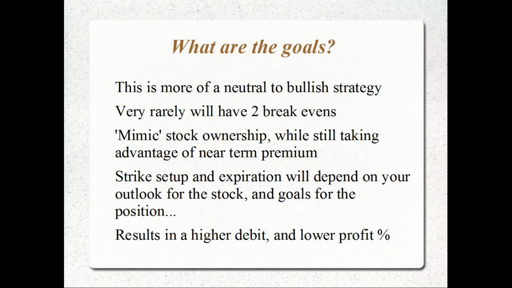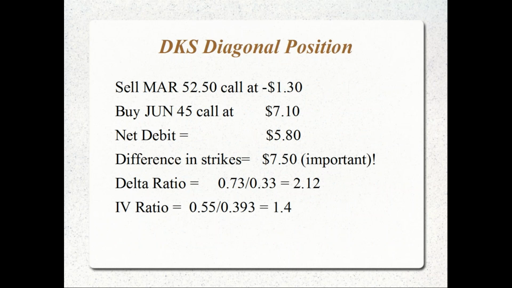If Indra has more of a shorter term bullish to neutral position and Jerry is bullish longer term, over a 6 to 8 month period, they'll both maybe trade diagonal spreads, but they're going to be structured very differently based on their outlook for the stock and their goals for the position. Remember, going farther out in time results in a higher debit and a lower profit on the first cycle. That's one of the other differences of a diagonal as well.